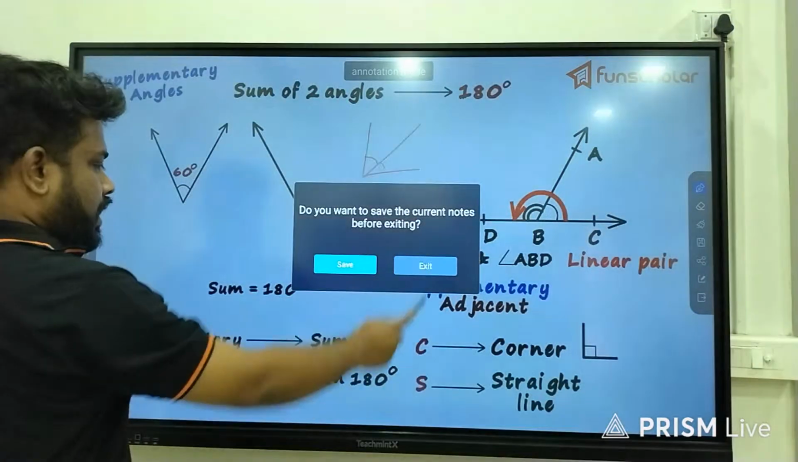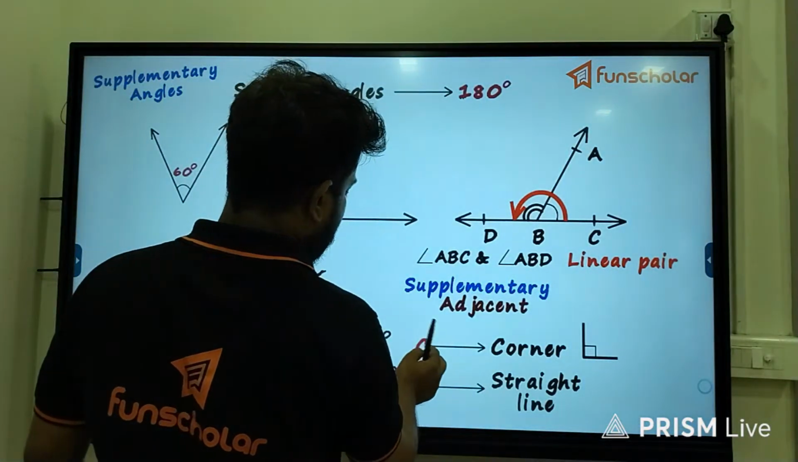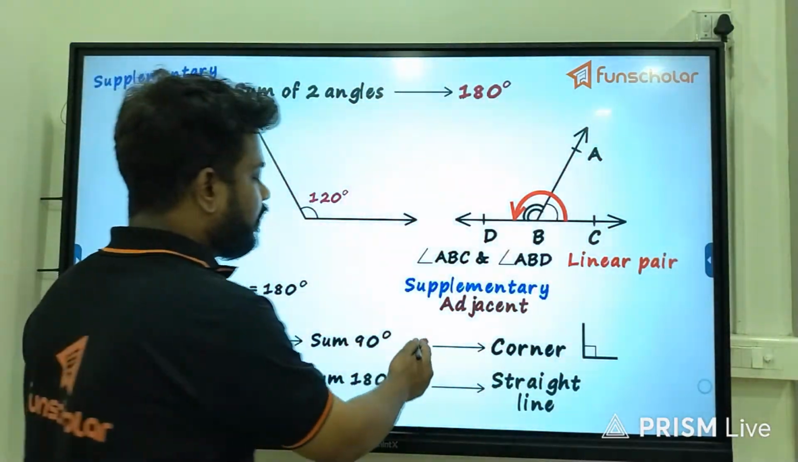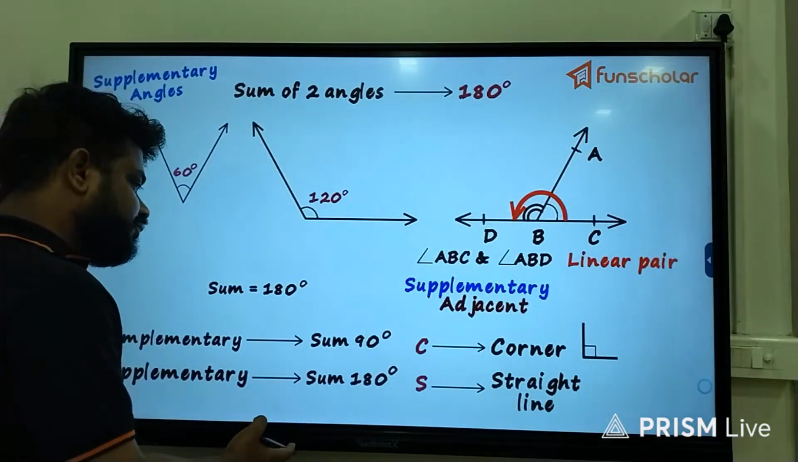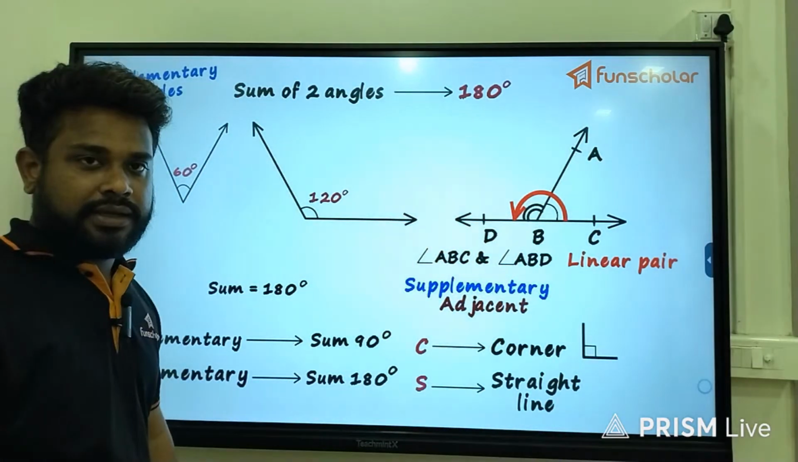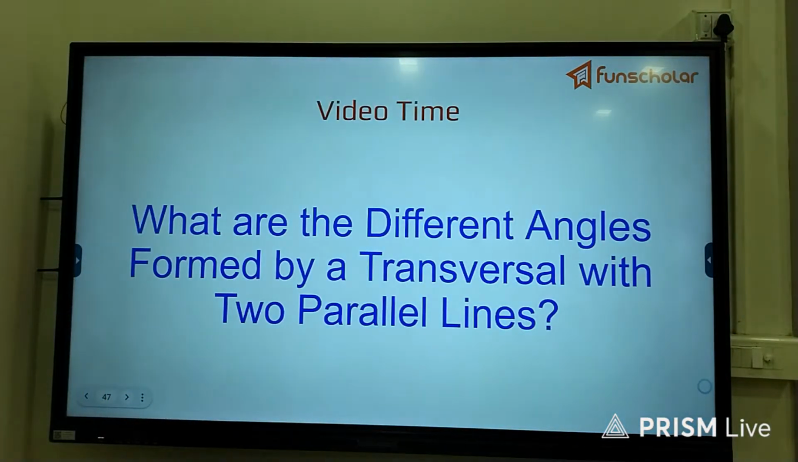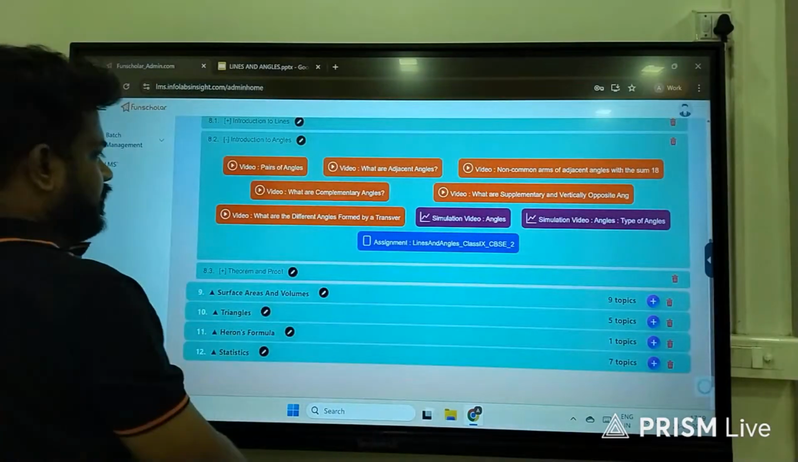And this is a trick to remember all types of angles: C for complementary, C for corner, and corner makes 90 degrees, and S for straight line, and straight line means supplementary angles. Okay, what are the different angles formed by a transversal with two parallel lines? So let's watch the video of this.